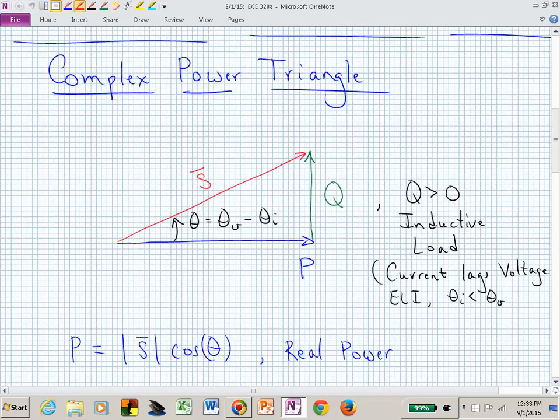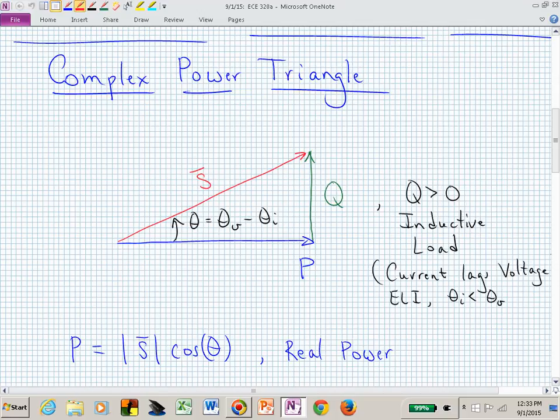Then you have green. That's the reactive power, and that's associated with whether you have something that's more inductive or more capacitive. If it's more inductive, then based on ELI, the current is lagging the voltage, which means that in this angle, theta sub I is less than theta sub V, which allows that theta angle to be positive. And that gives us a Q that's positive. In this diagram, I've illustrated it to be consistent with an inductive load, to have a positive Q value.